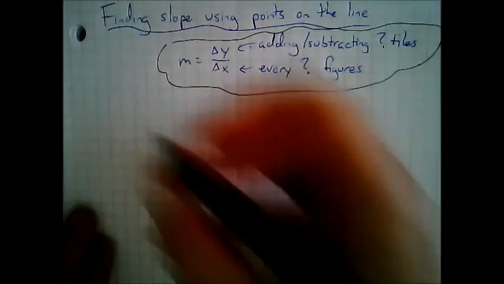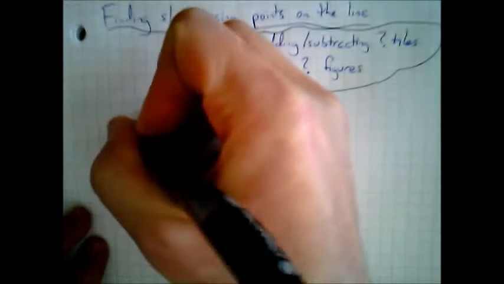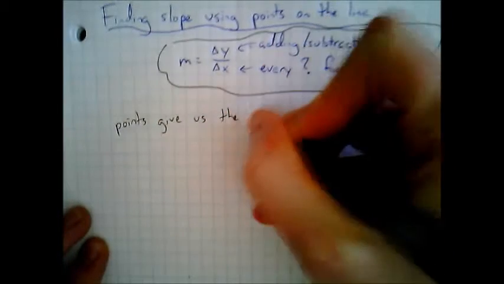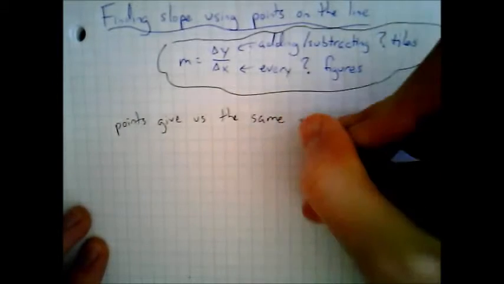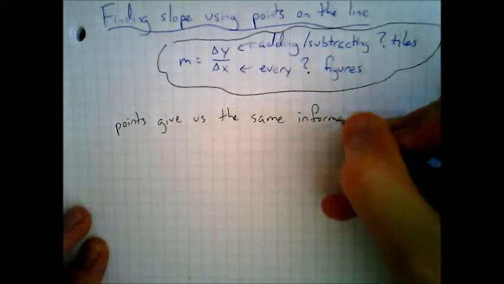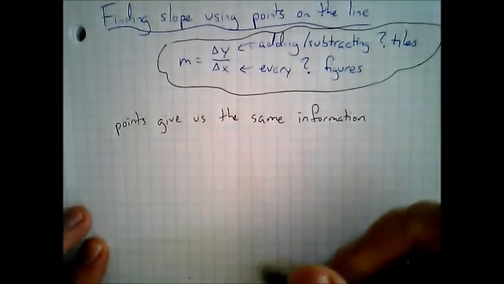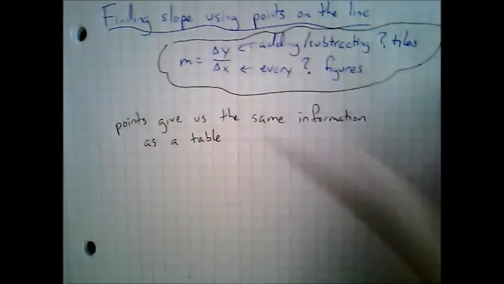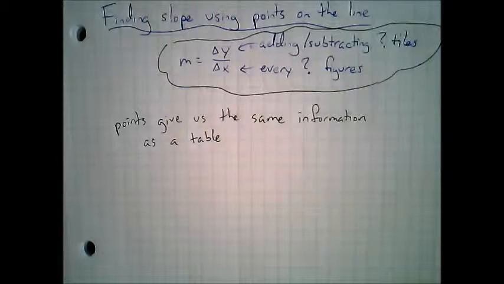Now what we need to understand is that points give us the same information about the line as a table. Because a table is just a collection of points, and finding slope using a table was very easy, so finding slope using a pair of points is also very easy. The points just give us the same information as on a table. The table tells us where the line is, the points the line goes through, so if it gives us a point, it's the exact same thing as giving us a table.